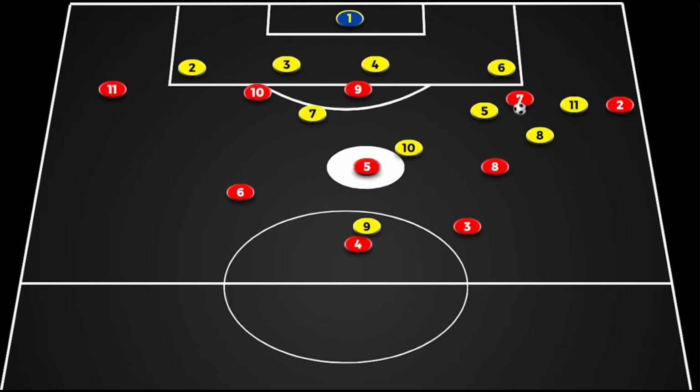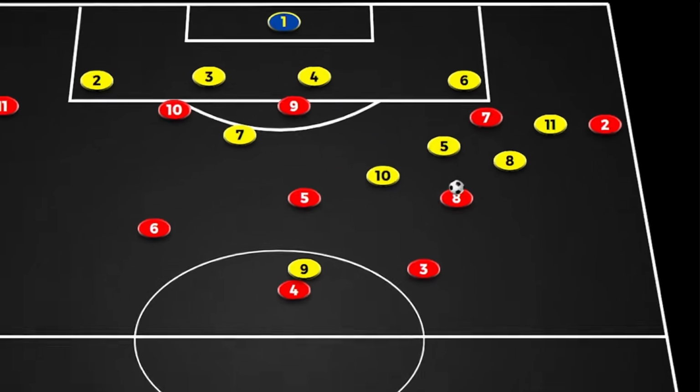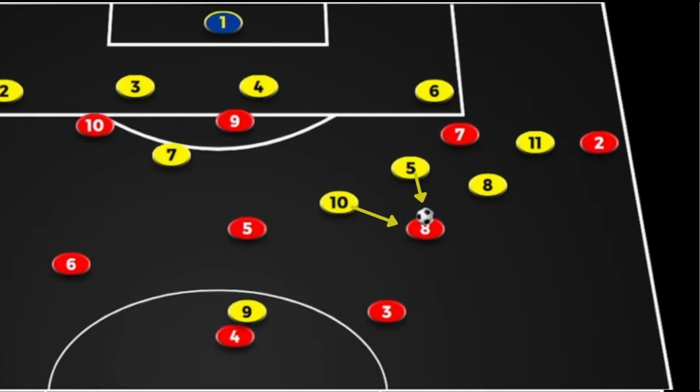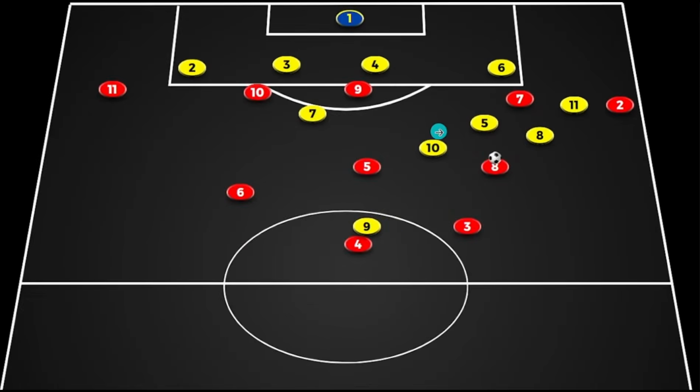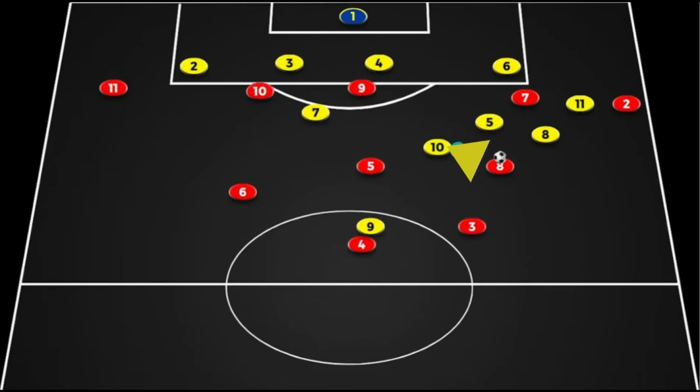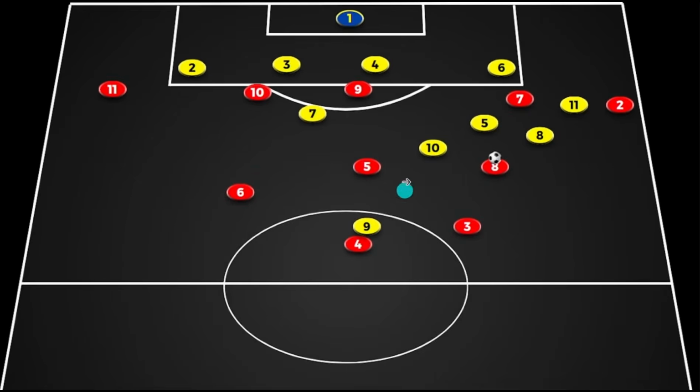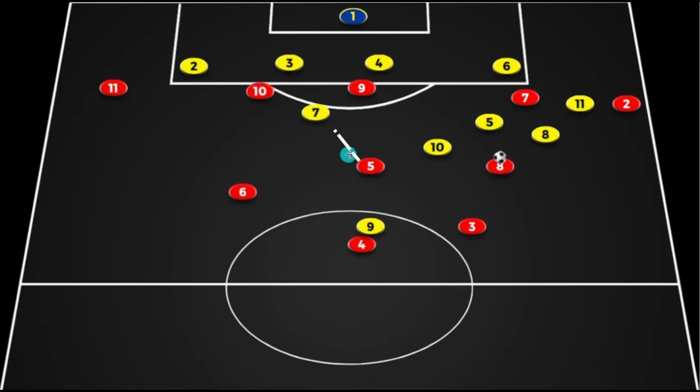But imagine the play develops and number 7 plays the ball to number 8. Naturally, both yellow number 5 and yellow number 10 will apply pressure to the ball receiver. However, yellow number 10 is positioned face-to-face with number 8, which causes him to lose sight of number 5, who ends up being more free. The player who could step out to mark him would be number 7, who is aware of the situation but is positioned a bit too far to close down number 5.